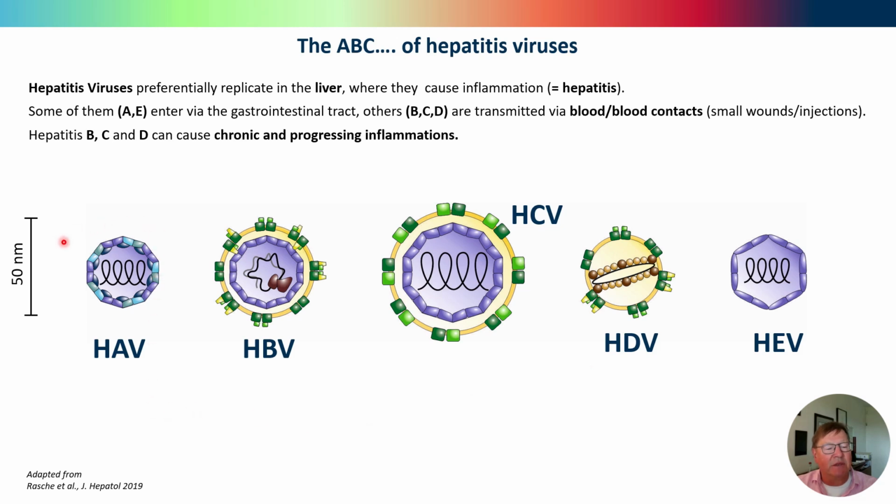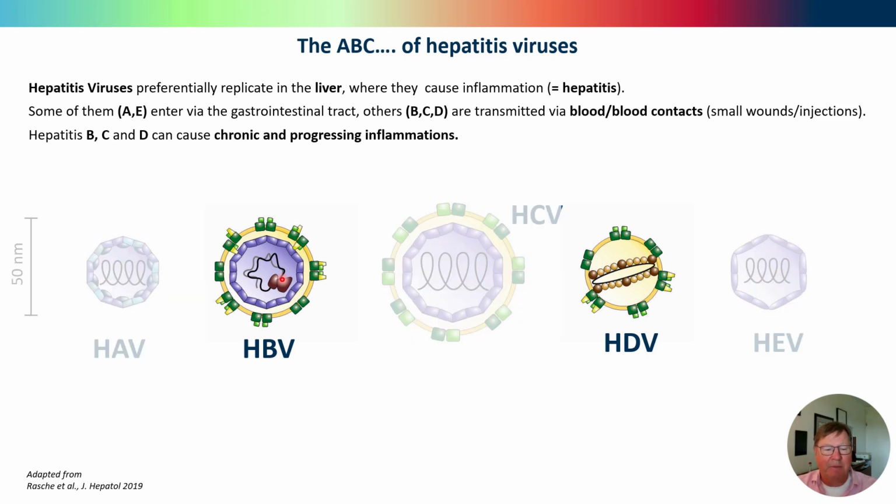Now, let's have a look at these 5 viruses. As you can see in that picture, they are different in sizes, they are different in their shape. Some of them are enveloped, the B, C, and D virus. 2 of them are naked, and some of them contain RNA, and the hepatitis B virus contains DNA. Now let's focus on the special relation between the hepatitis B and the hepatitis delta virus.